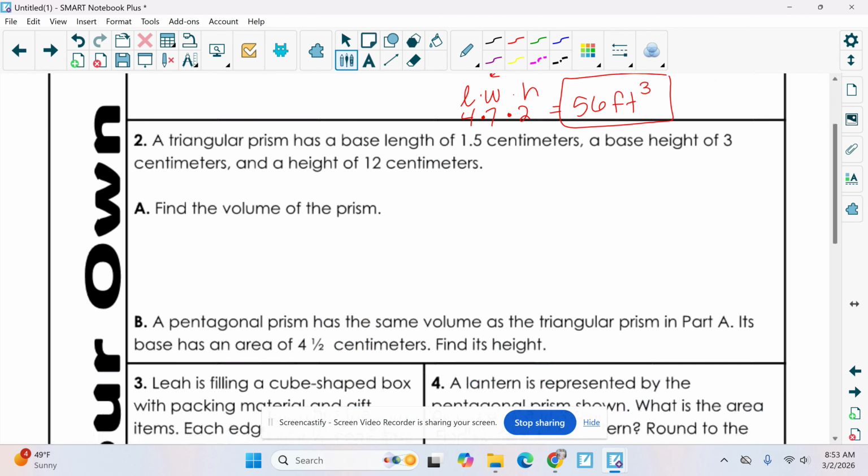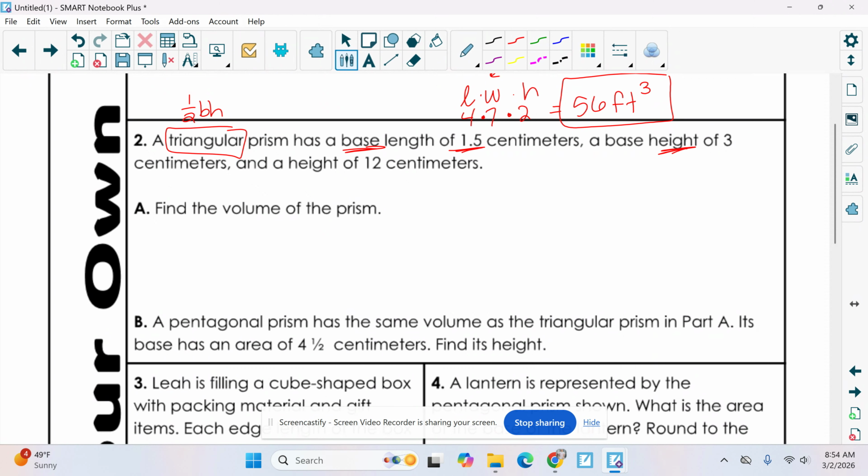Alright, a triangular prism. A what shape? Triangular. So triangular is 1/2 base times height. Go ahead and write it so you don't forget it. It has a base length. The base is 1.5. And the height of the triangle is 3. The height of the prism is 12. This straight up says find the volume of the prism.